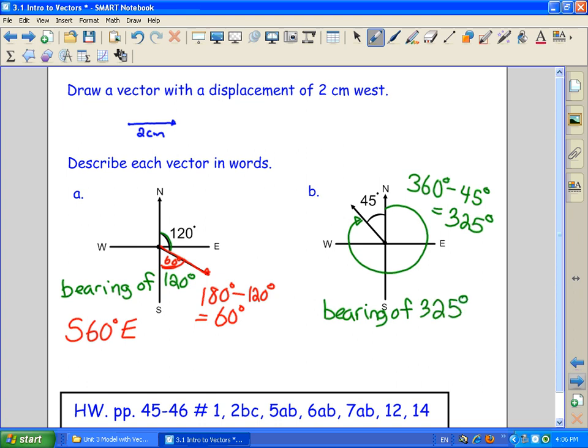325 degrees. Now to do our quadrant bearing, ladies and gentlemen, again, that angle that we need is given, so we already know it's 45 degrees, but we just have to know in which direction it is from north. So hopefully you would notice that it's north 45 degrees west.